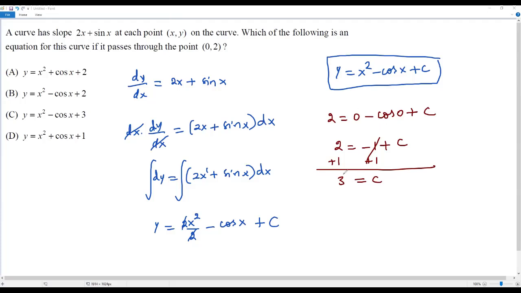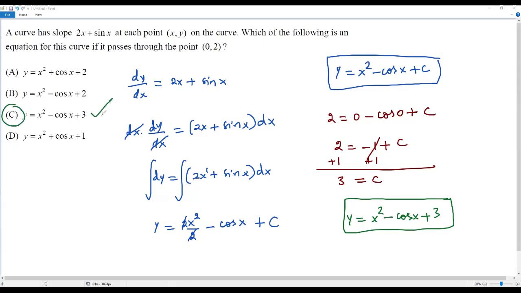Now we can plug in this 3 for c over here. Then the equation of the curve is y equals x squared minus cosine x plus 3. So this is the equation of the curve, and we find this equation, y equals x squared minus cosine x plus 3, in answer choice C. The correct answer choice for this question is C.